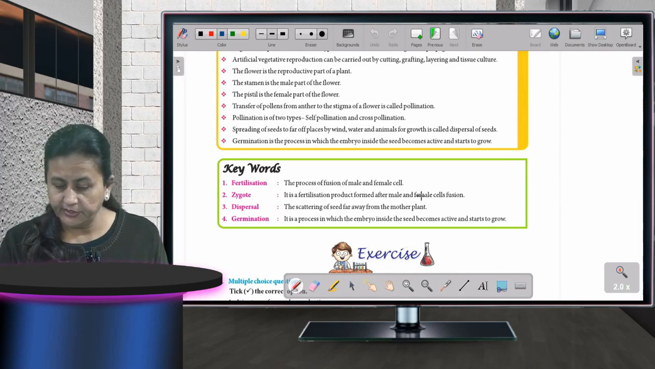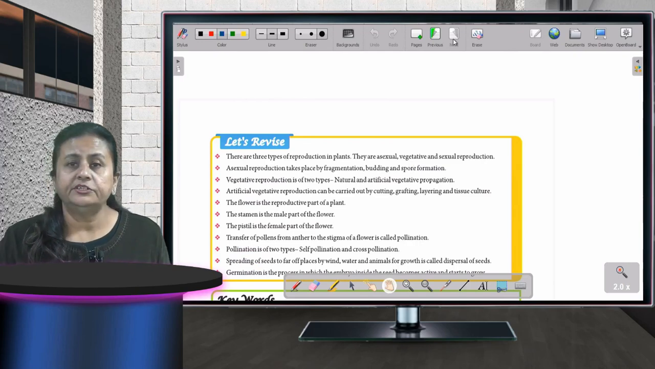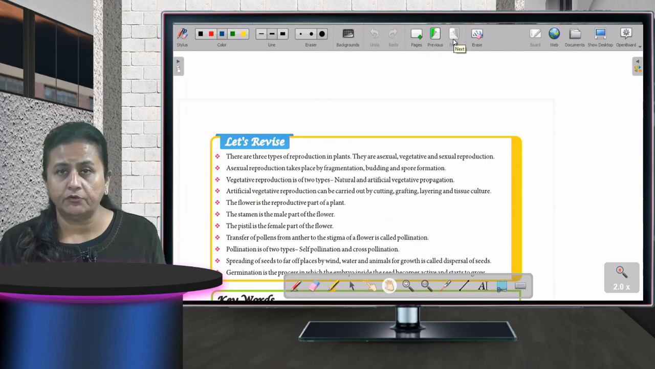Fine children, I hope the chapter is very much clear to you. So, was the chapter interesting? Do read it again and again so that whatever problem you have can be solved there and then only.